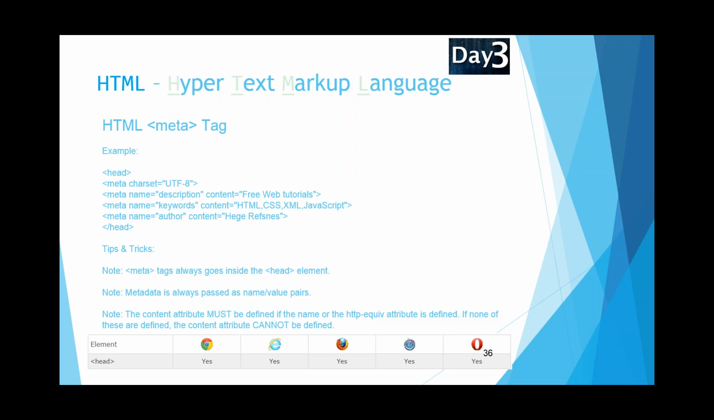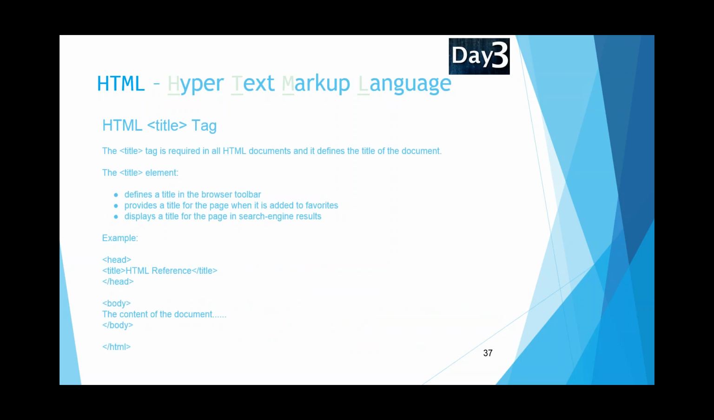The content attribute must be defined if the name or http-equiv attribute is defined. If none of these are defined, the content attribute cannot be defined. These are mainly for SEO purpose, not required for our development. And then the title tag: whatever name you give in the title tag, that comes on top of your web page.